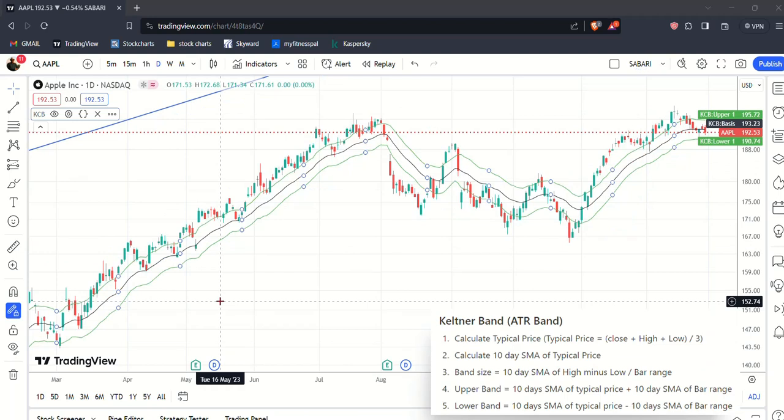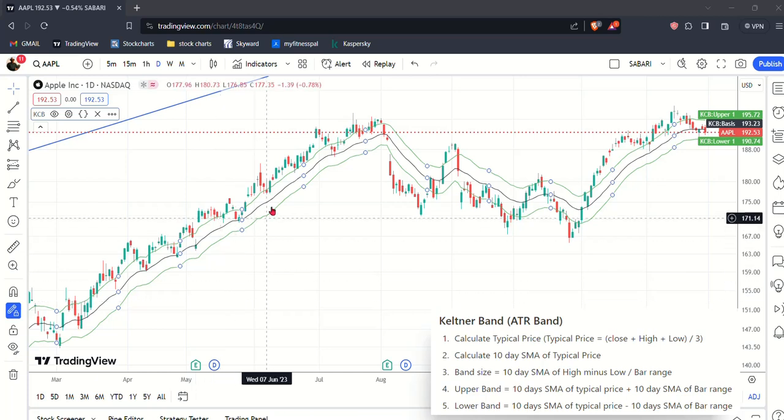How is the Keltner band calculated? Number one, calculate the typical price. How to calculate the typical price? Typical price equals close plus high plus low divided by 3. Number two, calculate the 10-day SMA of typical price. Number three, this is for calculating the band size, the upper band and lower band. It will be the 10-day SMA of high minus low. In other words, we can call it the bar range.